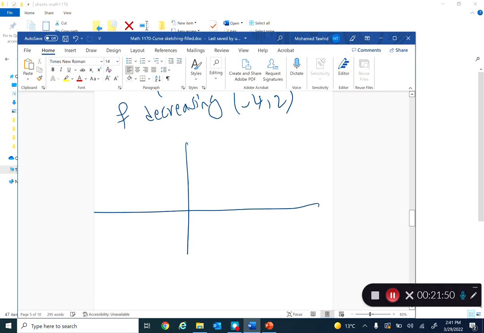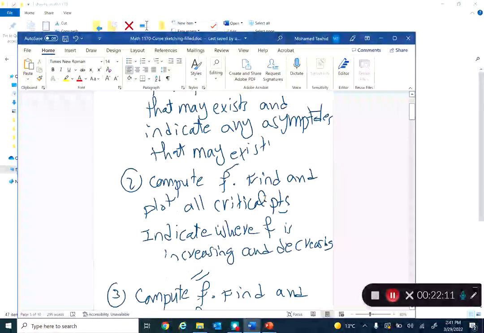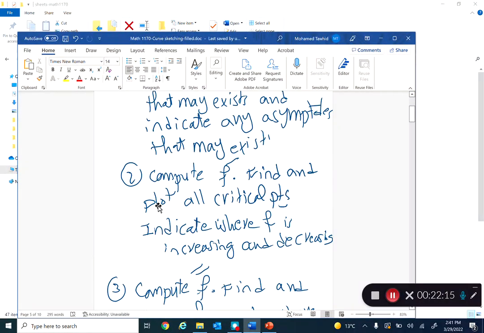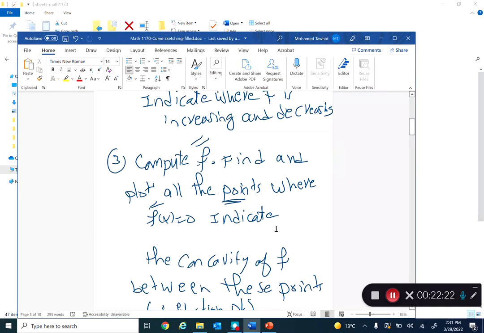In the final exam, I give you a sheet of graph paper so that you can scale it properly. So now that is your x, and that is your y. If you look up here, when I start, I tell step number 2: compute f prime, find and plot all critical points, and indicate where f is increasing and decreasing. That is step number 2.